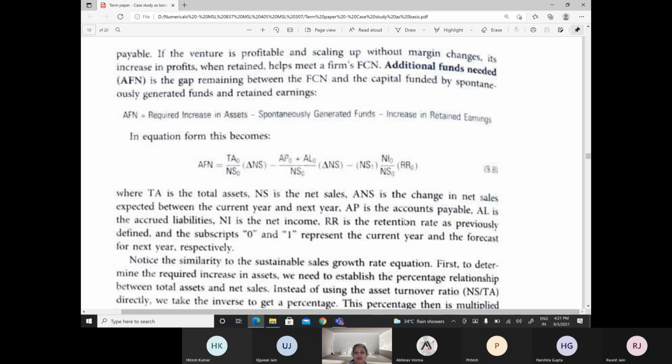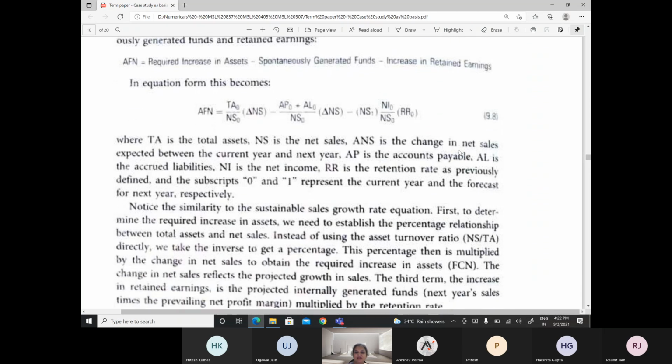If the venture is profitable and scaling up without margin changes, its increase in profits when retained help meet a firm's financial capital needed. Now, the additional funds needed, or AFN, is the gap remaining between the FCN and the capital funded by spontaneously generated funds and retained earnings. So from your business, you are getting these spontaneously generated liabilities which are indirectly funding you, plus you have your own internal retained earnings which are funding you. But when you have a higher requirement of an increase in assets, then the additional funding needed is required increase in assets minus spontaneously generated funds minus increase in retained earnings.